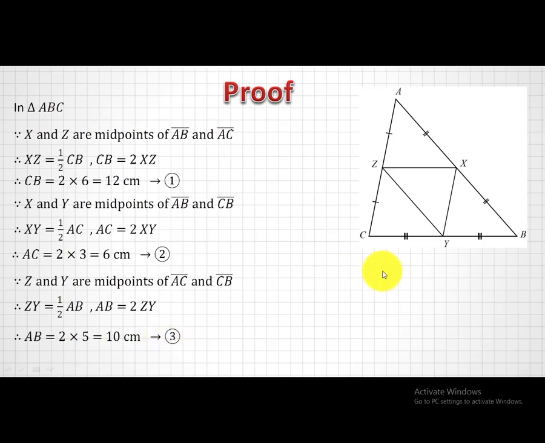To find the perimeter of triangle ABC, it means CB plus AC plus AB. Then 12 plus 6 plus 10 equals 28 cm.